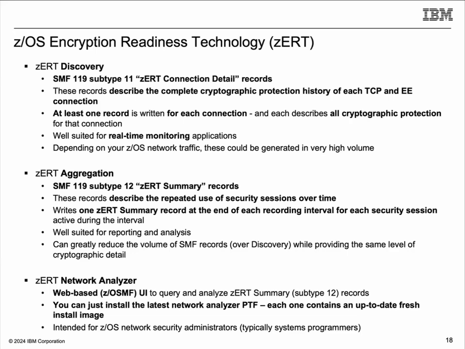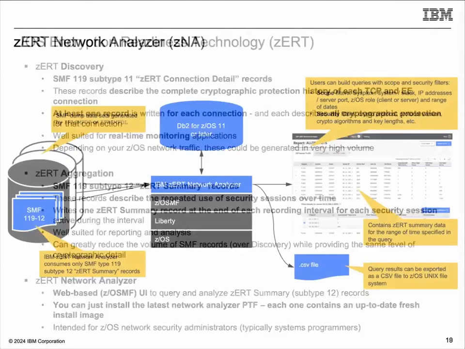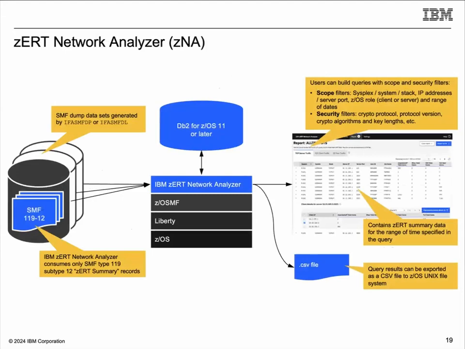Lastly, since we gave you all of these new SMF records, how do you want to analyze those? Well, the vendor community has a number of products that will consume one or both of these types of SMF records and do stuff with them for you. We in z/OS wanted to provide our own capability, so we provided the zERT Network Analyzer. The zERT Network Analyzer is a z/OSMF plugin which consumes subtype 12 SMF records, stores them in a Db2 for z/OS database, and then gives you a GUI that allows you to write queries to work against that data.